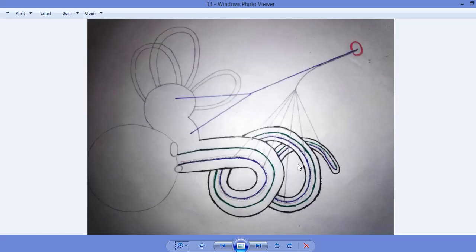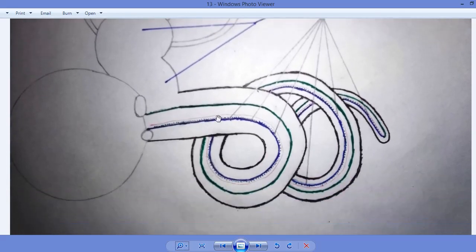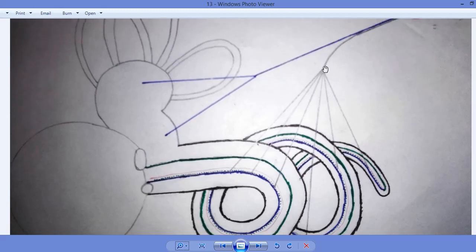What will happen over here? You can see that this is the tectorial membrane, this is the basilar membrane, and these are the hair cells. From the base of each hair cell, there arises the neuronal terminal. These are the cochlear neurons. The cochlear neurons which arise from the hair cells make a nerve, and that nerve is called the cochlear nerve. This is the cochlear nerve. A large number of cochlear neurons combine together to make the cochlear nerve.